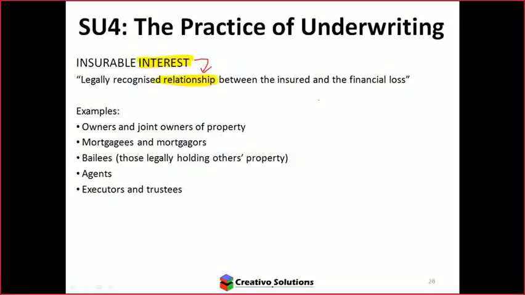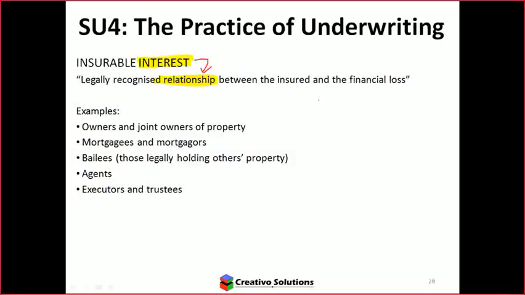So they have a legal backing, a legal point, in terms of not having to pay. If someone else is driving your vehicle and they're in a car accident, they can actually refuse your claim. Yes, because their grounds for refusing your claim are around that legally recognized relationship between the insured and the financial loss. Okay, so it gets quite technical, and obviously sometimes there could be disputes.